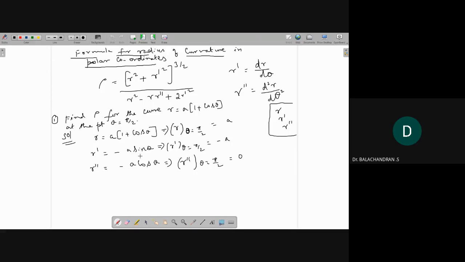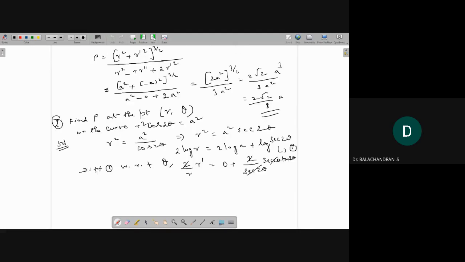R double dash equal to minus a into, differentiate sine theta, we get cos theta. R double dash at theta equal to pi by 2 is 0, cos pi by 2 is 0. So I got the values of r, r dash, r double dash at theta equal to pi by 2. Now substitute in the formula. This is the formula: r square plus r dash square whole power 3 by 2 divided by r square minus r into r double dash plus 2 r dash square.